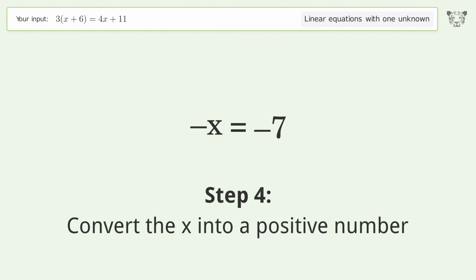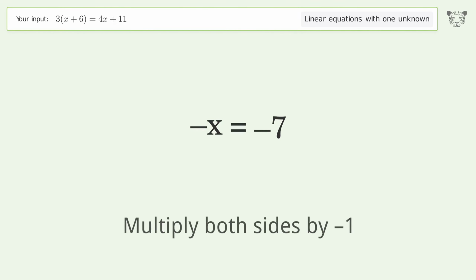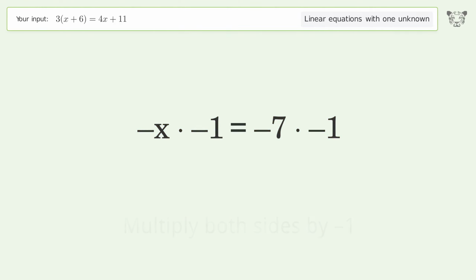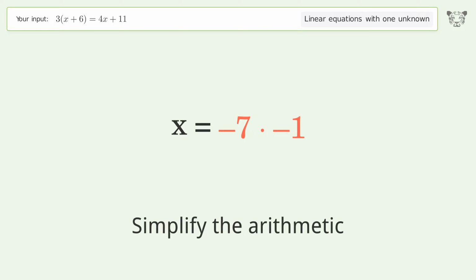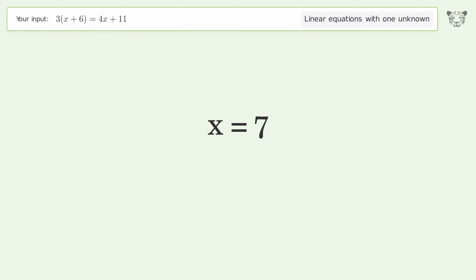Convert the x into a positive number. Multiply both sides by -1. Remove the ones. Simplify the arithmetic. And so the final result is x equals 7.